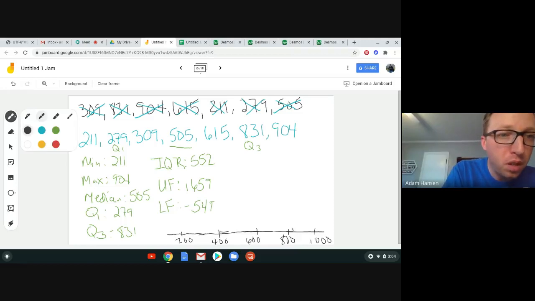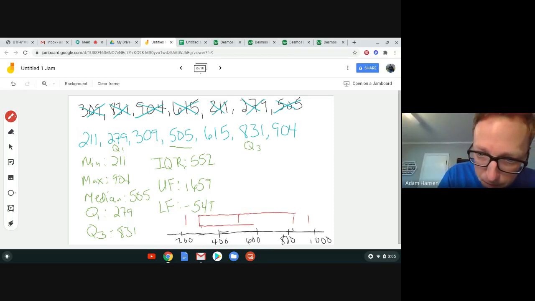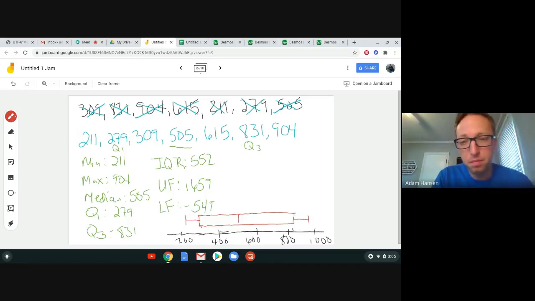All right, and then we'll mark this off. So our minimum would be 211. Our maximum would be 904. Median is 505. Q1 is 279. And Q3 is 831. Box in the IQR and connect it out to the right to the maximum and to the left to the minimum. And there's your box plot.